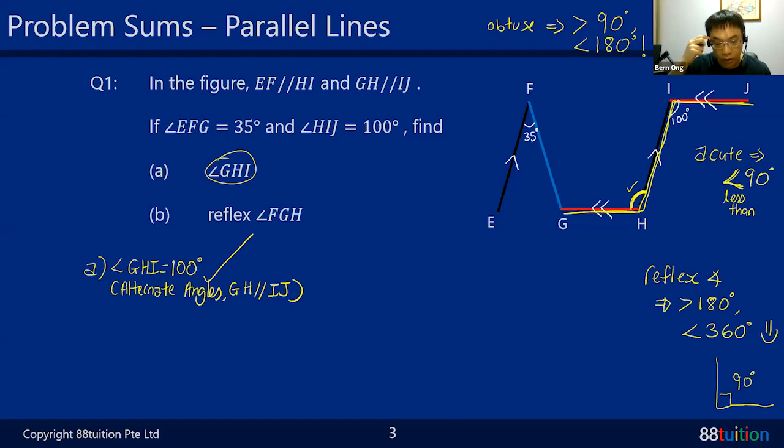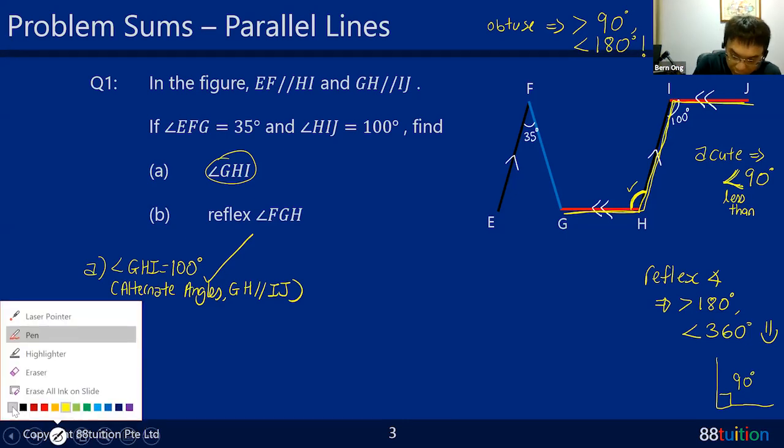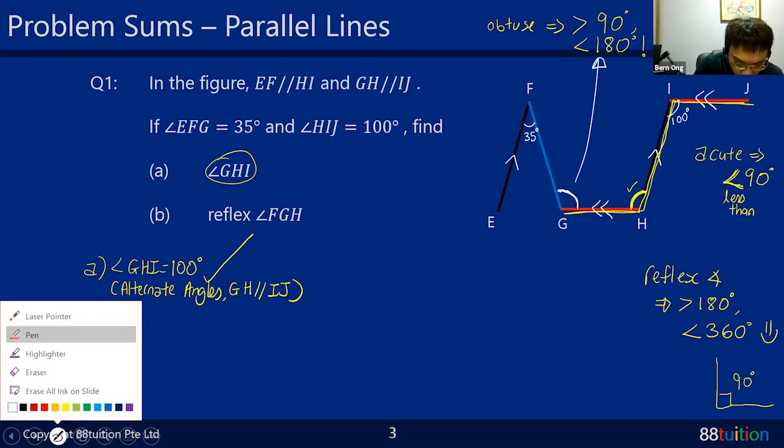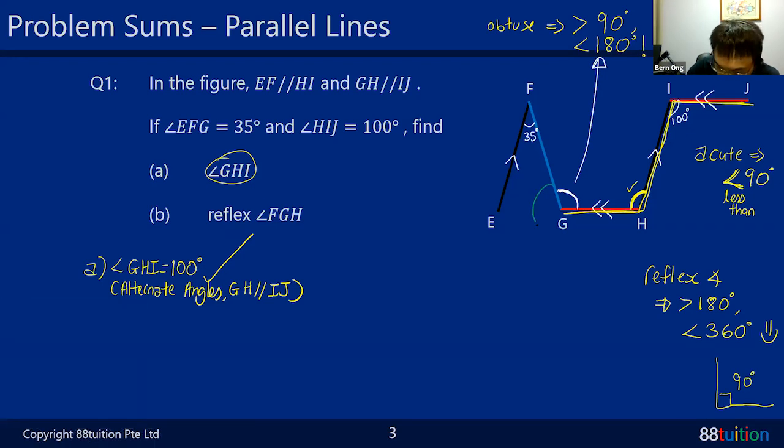Next, they are looking for reflex angle FGH. Where is the reflex angle FGH? Is this the one? No, this one looks like an obtuse angle. I don't want obtuse angle. I want reflex angle. So reflex angle is the big one. This one. This is called the reflex angle. Can you see? Oh, they are looking for this.